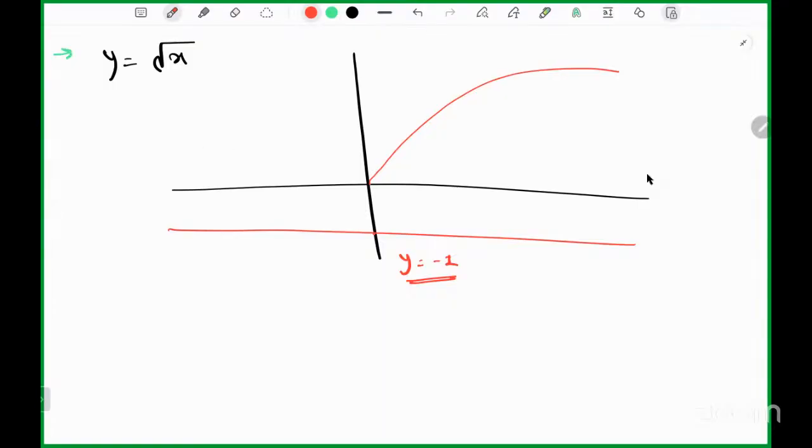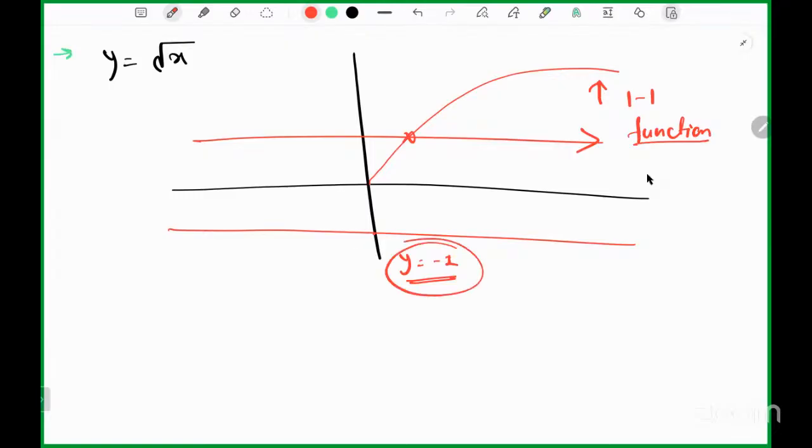But if you consider other lines, there are several lines which can intersect the graph at exactly 1 point. So this is a 1-1 function, right? If a horizontal line is not intersecting the graph, it means simply you are not getting this quantity as your output for any value of x. But 1-1 means if you take different inputs, the output should be different, right? So this doesn't harm the definition of 1-1 if any horizontal line is not intersecting.